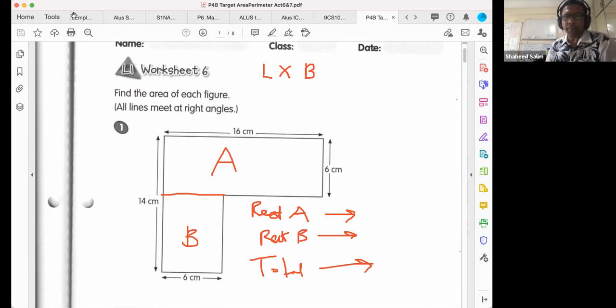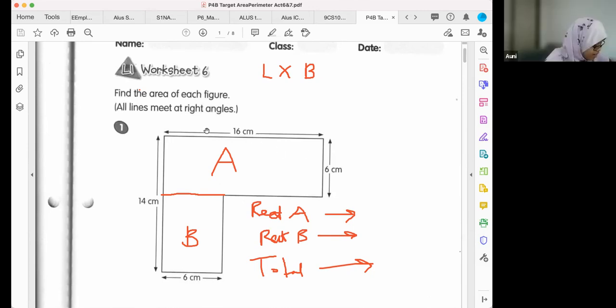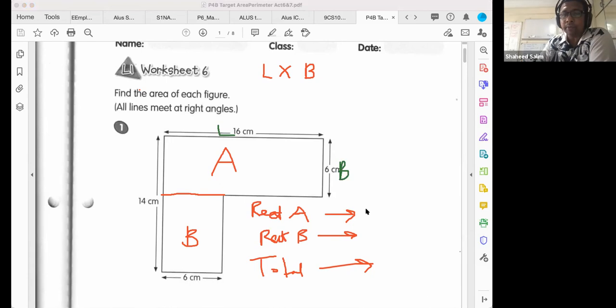So far, okay. Anyone knows the answer for rectangle A? I write down for you the working. I write down in green so you're very clear. This is the length. This is the breadth. Length times breadth, 16 times 6. You find out what it is now. You get the answer.